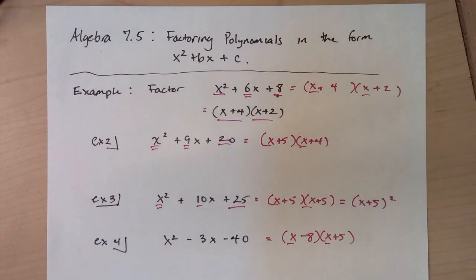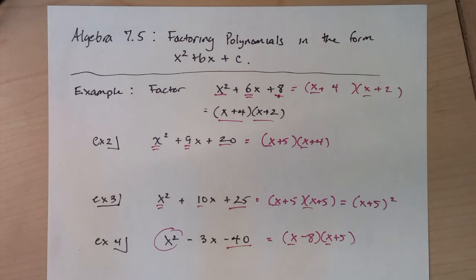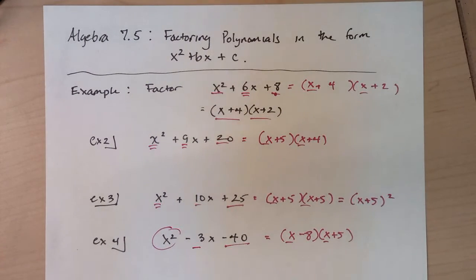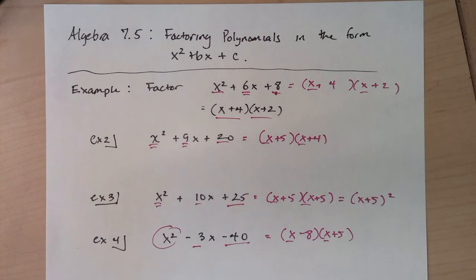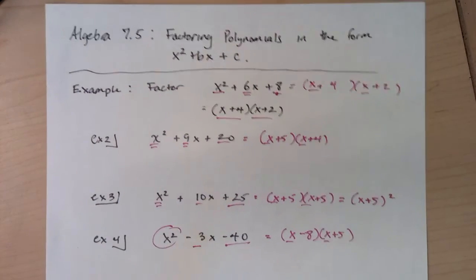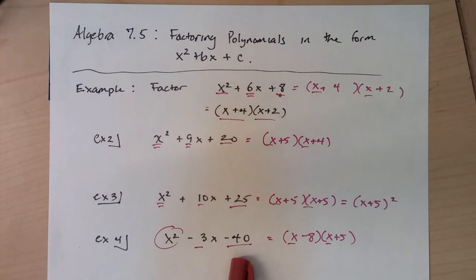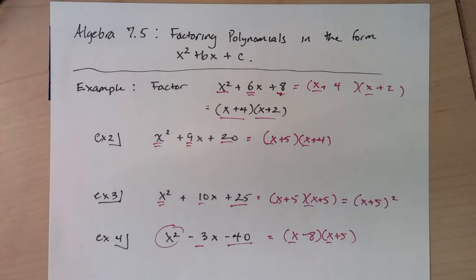Again, the first term of each binomial has to multiply together to give you x squared. Not only do I want to look at the last term, but I want to make sure I'm looking at the sign as well. If I'm looking for two factors that multiply to negative 40, one has to be positive and the other negative. If they add to negative 3, the larger of the two numbers has to be negative. So the 8 is negative, the 5 is positive. Negative 8 times 5 is negative 40. Negative 8 plus 5 is negative 3.